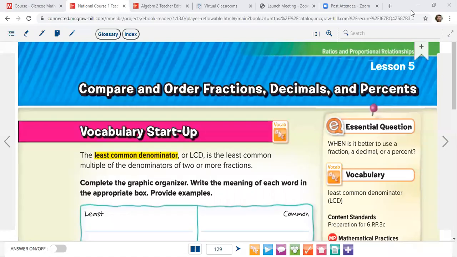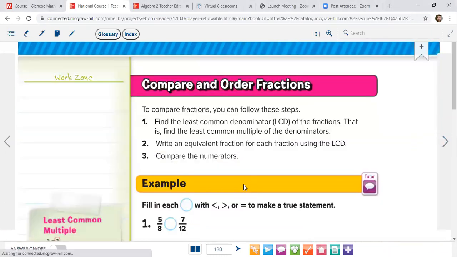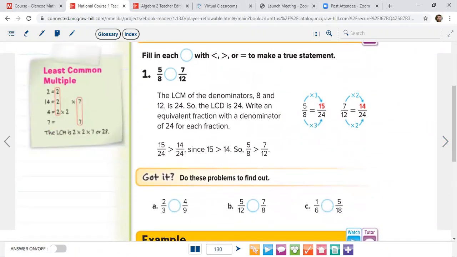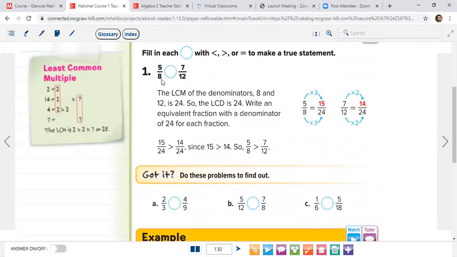This is chapter 2, lesson 5. Compare and order fractions, decimals, and percent. This is example 1. How can we compare fractions?